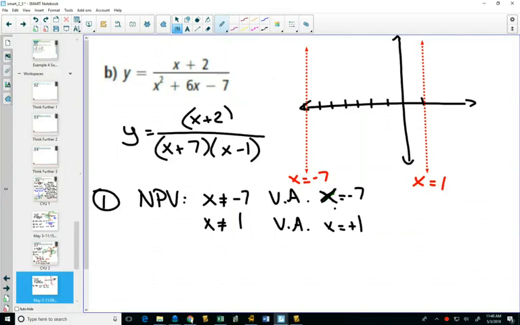So x equals -7 and x equals 1 are vertical asymptotes. 2. We have now a higher degree in our denominator. Higher degree in our denominator means we're going to have a horizontal asymptote, and that horizontal asymptote is always at y equals 0 in this case.